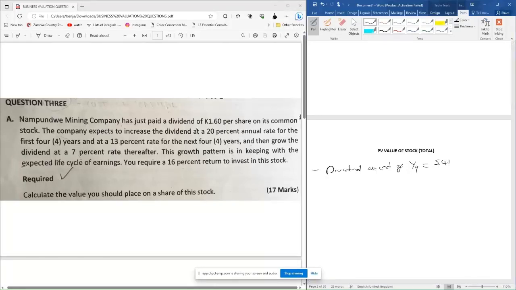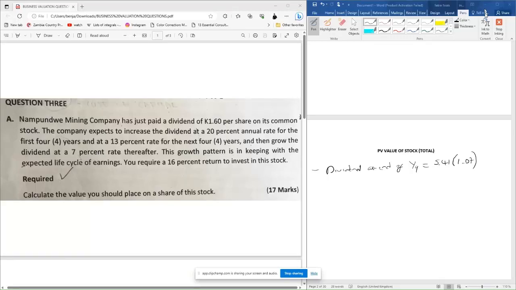So starting from year 9 all the way to whatever period, it will be growing at 7%. So we're going to do the same. We're going to use our formula here. That will be 1. Remember that 7% in decimal form is 0.07. So 1 plus 0.07 will give us 1.07. But to what power becomes the question.